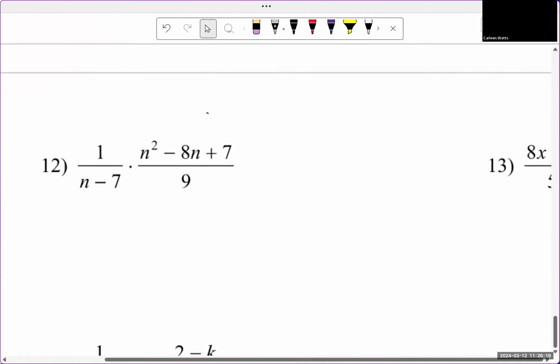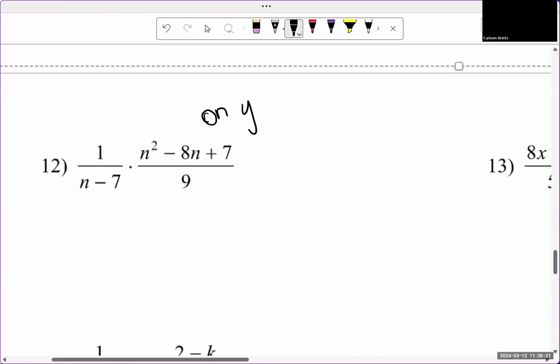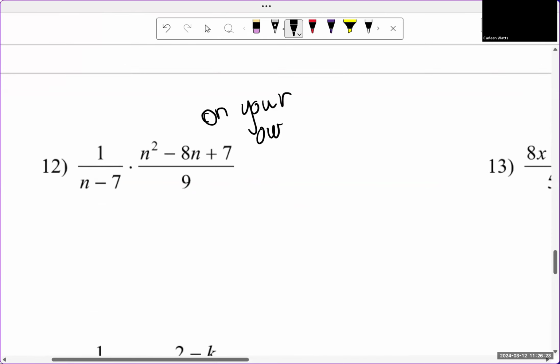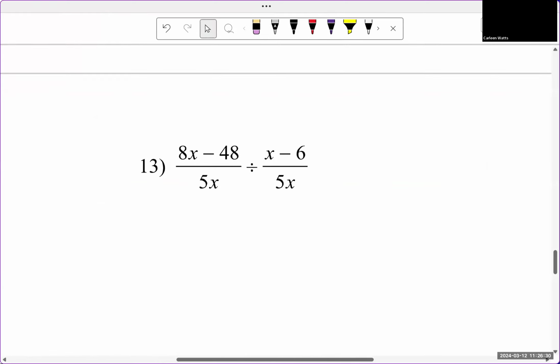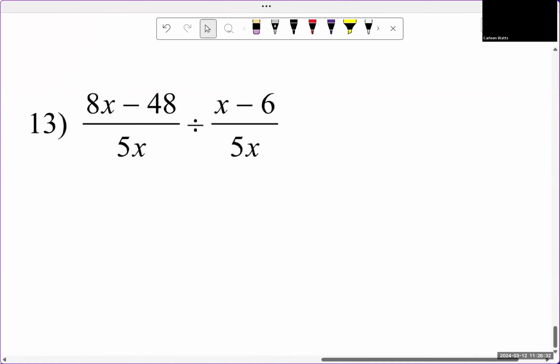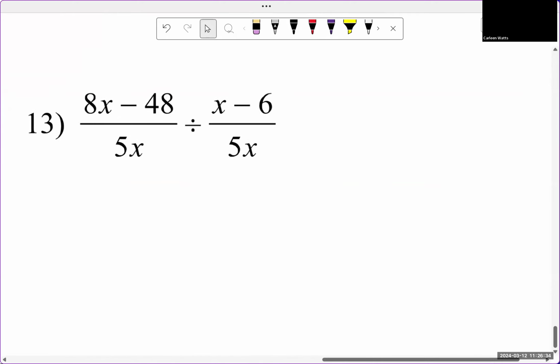Number 12 on your own. Yeah, you could do that. You're just going to make a diamond and factor and cancel. Number 13. Let's factor. What is the greatest common factor of 8 and 48? And I'll be right back.